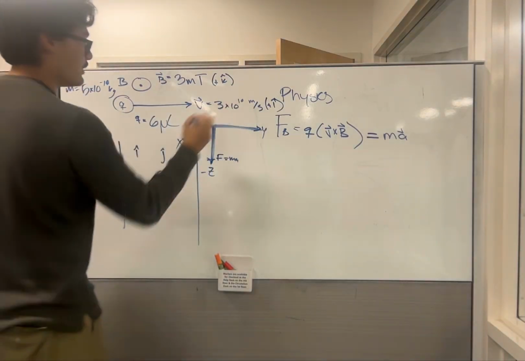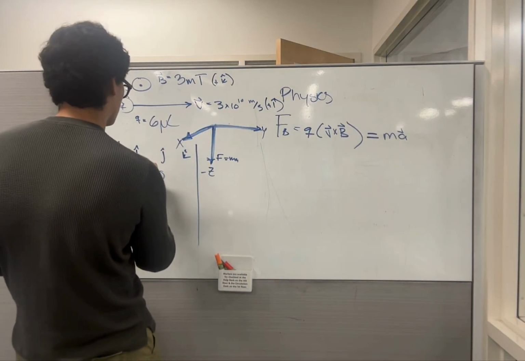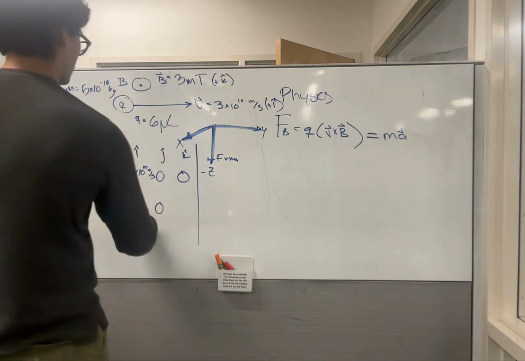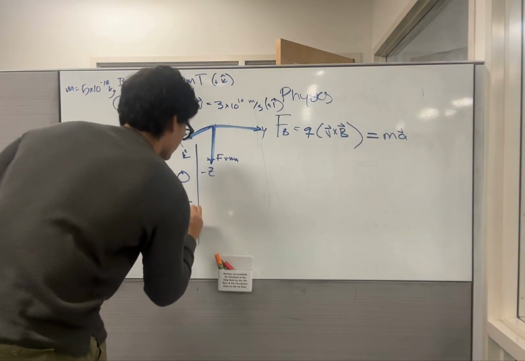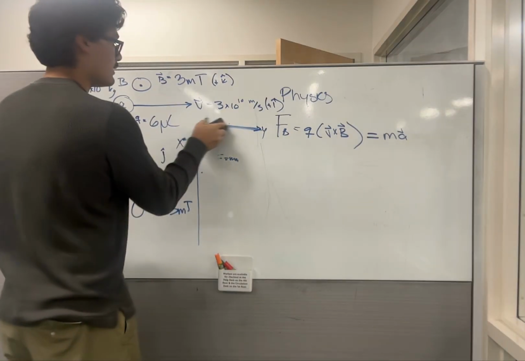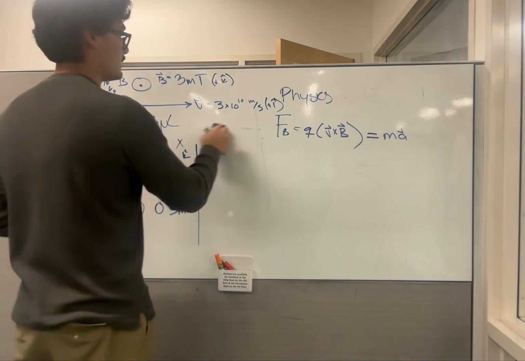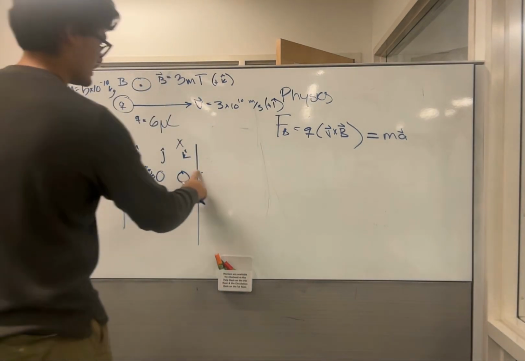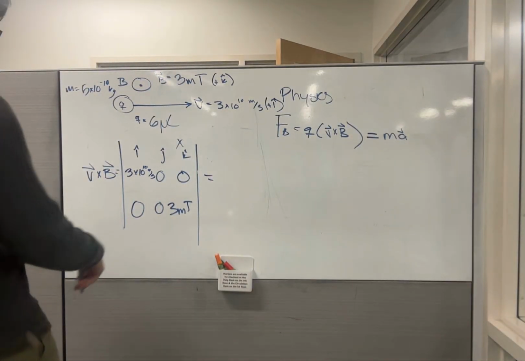V has an i component, 3 times 10 to the 10th meters per second, 0, and 0, and then B has 3 milliteslas. Now, I'm going to erase this little diagram we have here. But from the diagram, we know that the direction is going to be negative. It's going to be pointing down, negative j hat. We already know that, just from inspection. So let's see what we get from the determinant, if it matches what we thought.